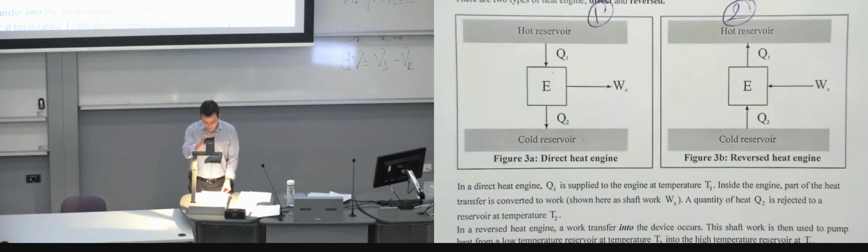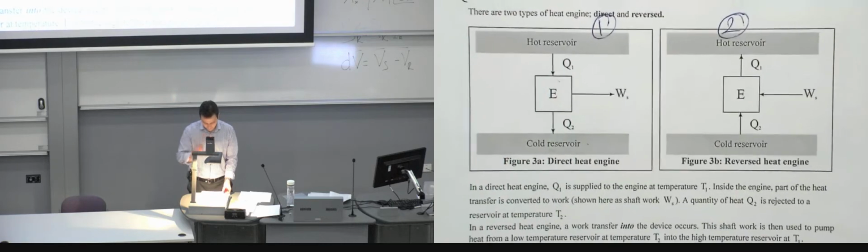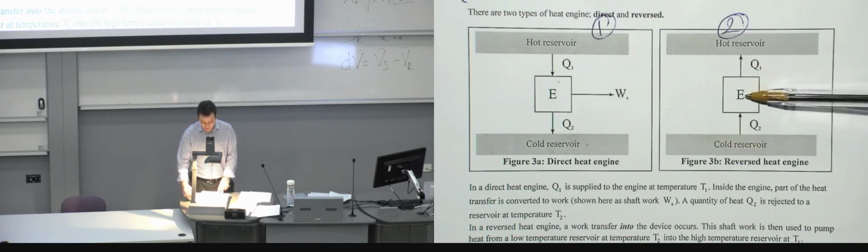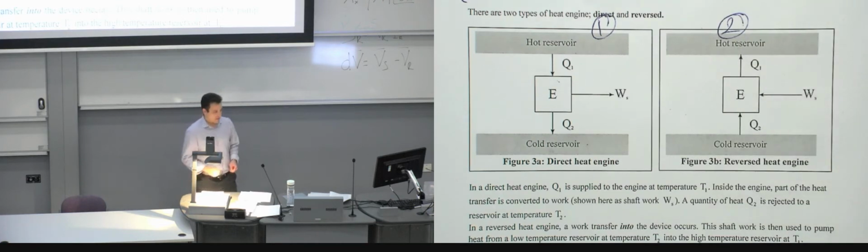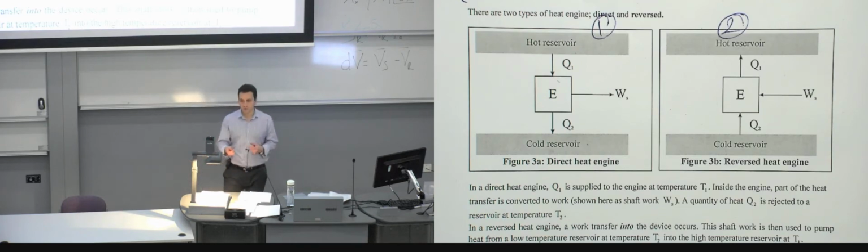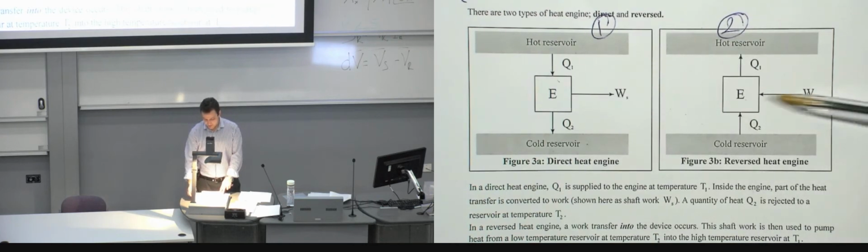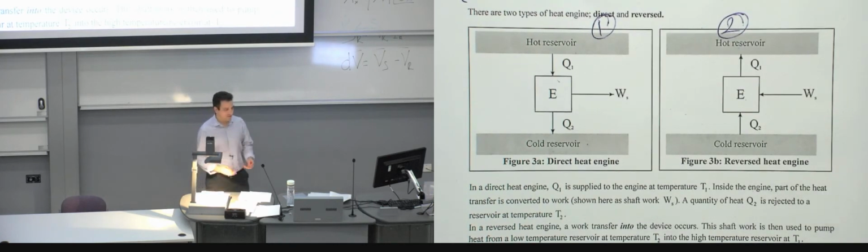In the reversed heat engine, we have the opposite. So some heat will be absorbed from the cold reservoir by the heat engine, and then that heat will go towards the hot reservoir. But because this process is not natural, you would have to provide some work to the heat engine. As you can see, the arrow of the WS is actually in this direction now. That's the part where you have to provide some work to the engine.